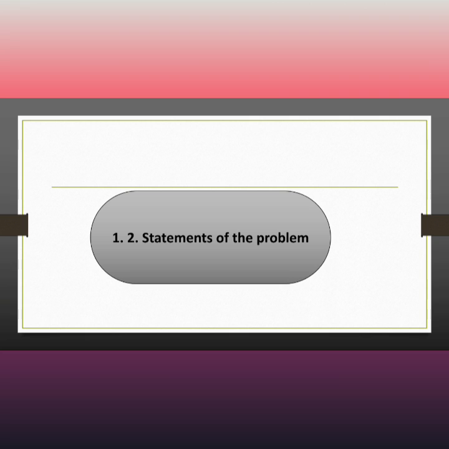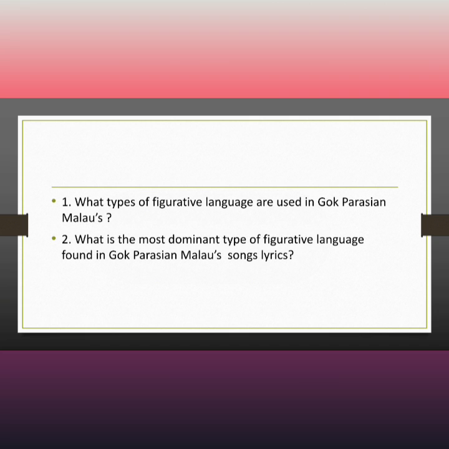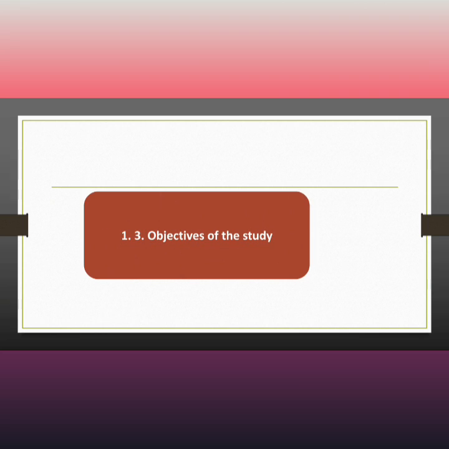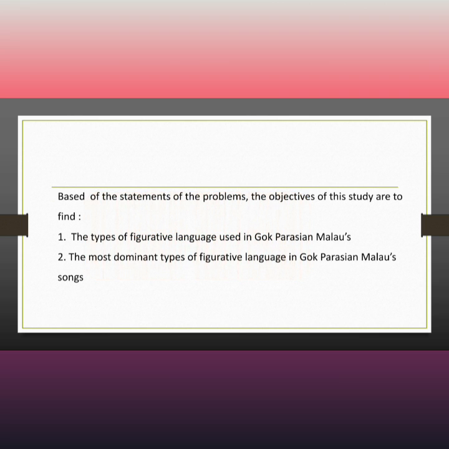1.2 Statement of the problem. The first, what types of figurative language are used in Parasian Malau? The second, what is the most dominant type of figurative language found in Parasian Malau song lyric? 1.3 Objective of the study. Based on the statement of the problem, the objectives of this study are to find the first, the types of figurative language used in Parasian Malau. The second, the most dominant type of figurative language in Parasian Malau song.